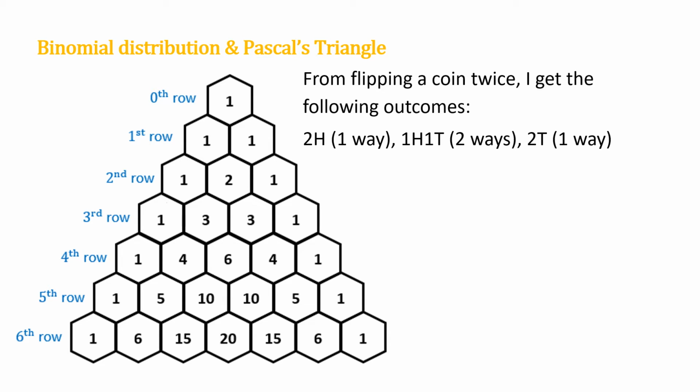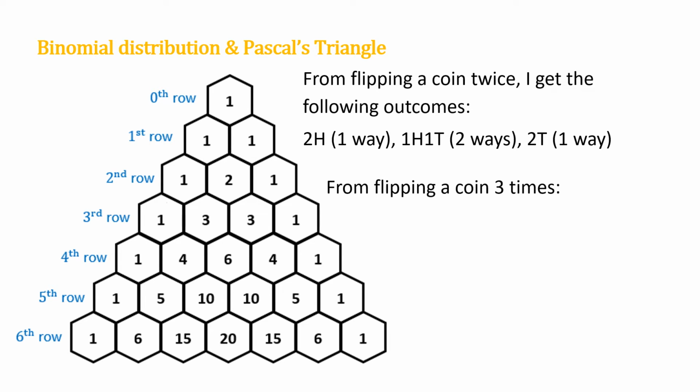If I flip a coin twice, I can get the following outcomes. I can get 2 heads and no tails, one way that that will happen. I can get 1 head and 1 tail, 2 ways that will occur, a head and a tail or a tail and a head. And then 2 tails, I can only get that one way. 2 tails, no head.